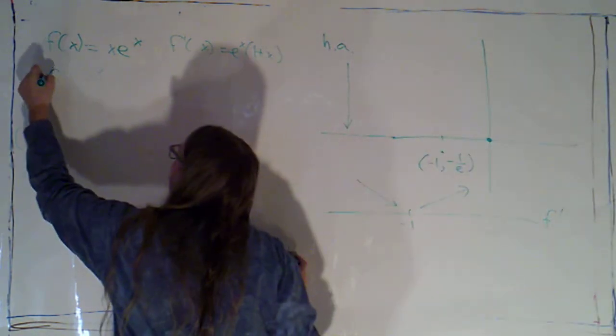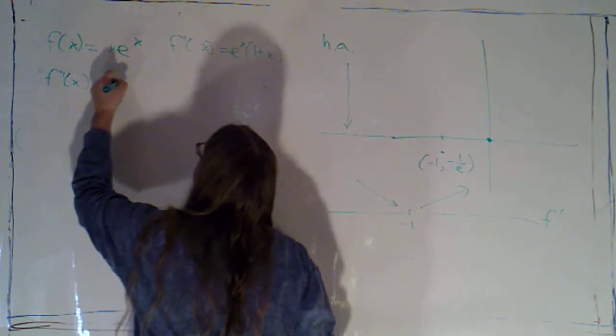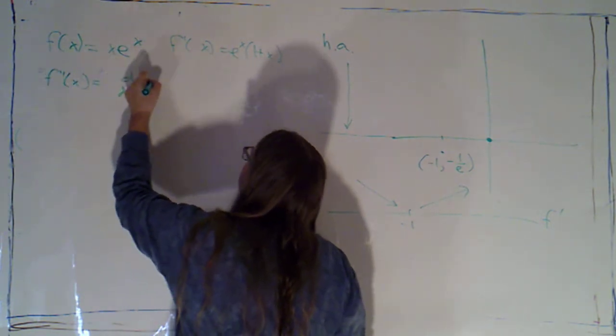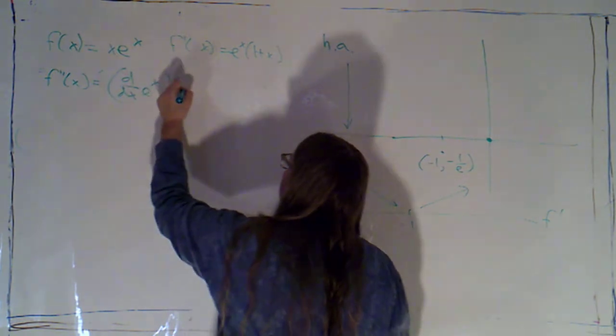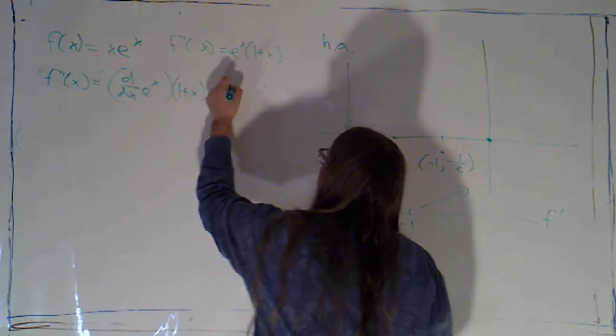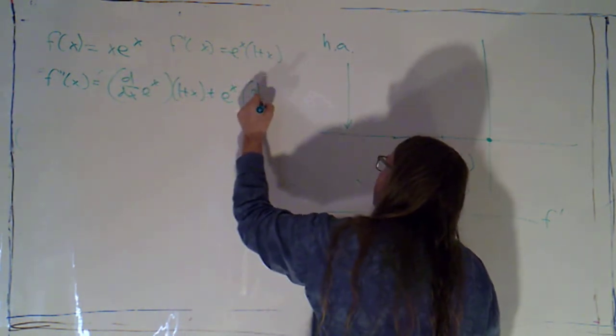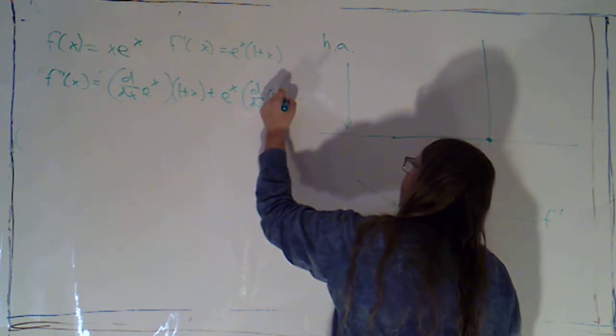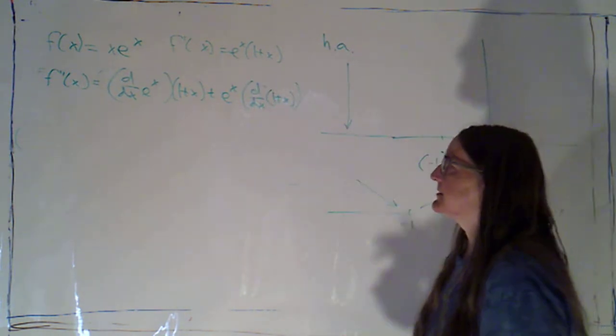Okay, so f double prime of x is going to be the derivative of e to the x times 1 plus x plus e to the x times the derivative of 1 plus x.